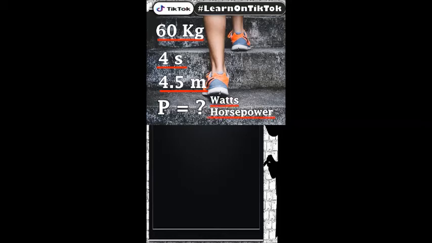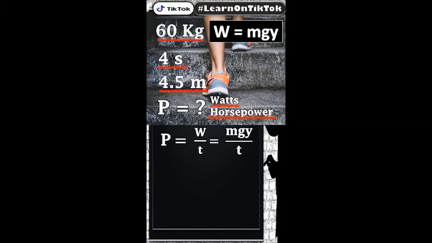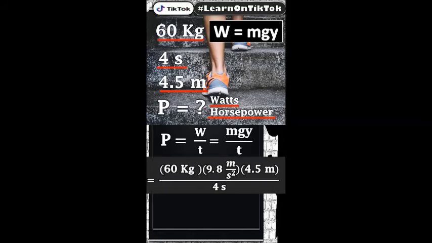Remember that power is the rate at which work is done. This is denoted by this equation: power is equal to work divided by time. The work done by the jogger is against gravity. Thus, work is equal to mgy. Now that the equation is derived, we can finally input the given. Power is equal to 60 kilograms times 9.8 meters per second squared times 4.5 meters, divided by 4 seconds.